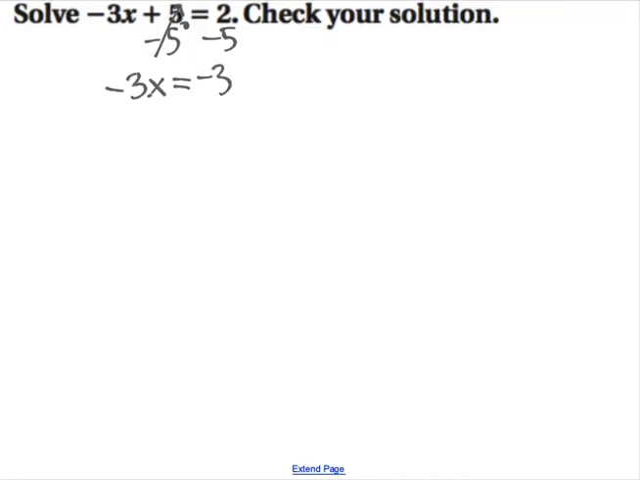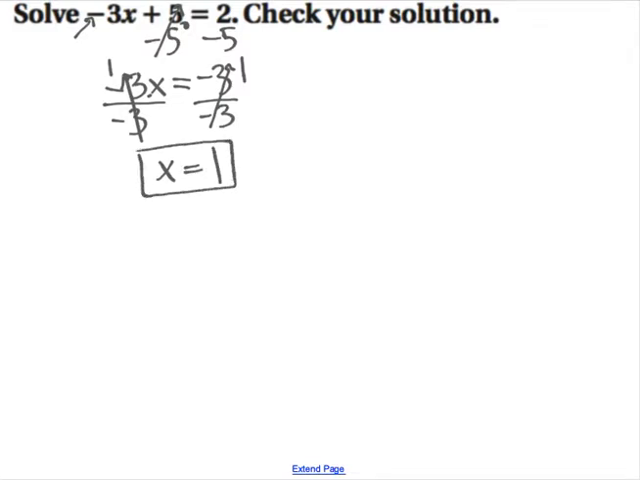Now, a very common mistake students might make here is to miss that negative when they copy it down. It is part of the term. It is a negative 3x. Then we need to get rid of the negative 3. Because it's dealing with multiplication, we'll use multiplication or division to get rid of it. Here we can divide by negative 3 on both sides. This reduces to 1, and this also reduces to 1. So x equals 1 is our solution.